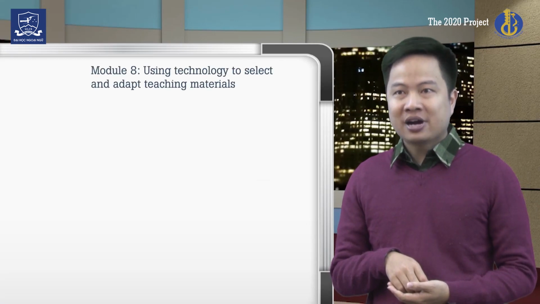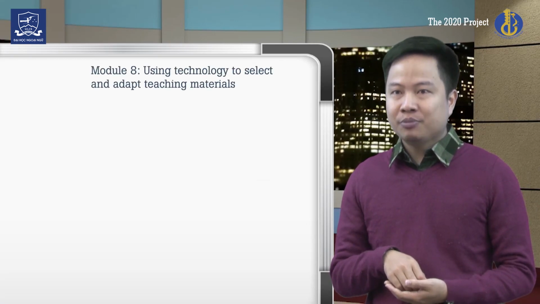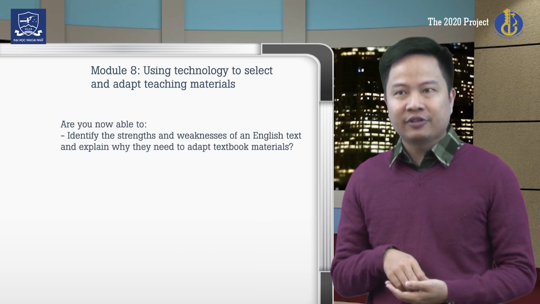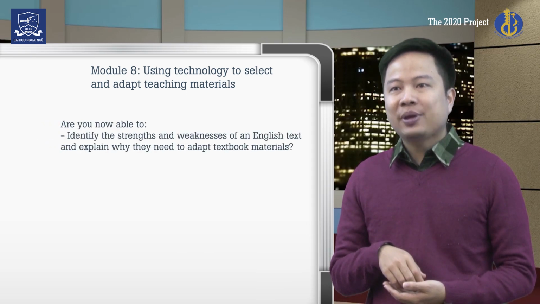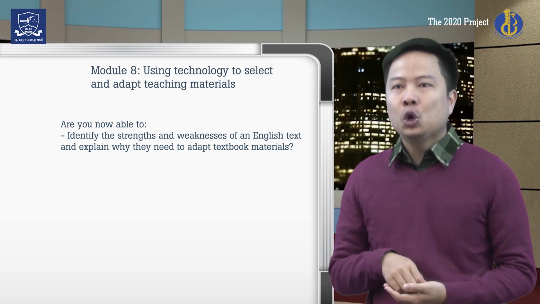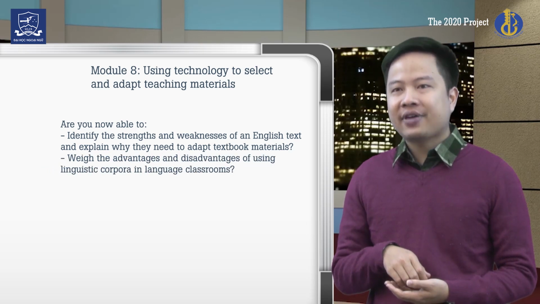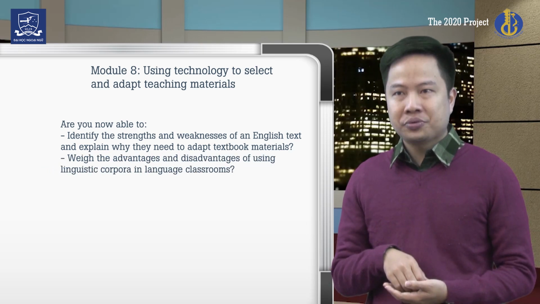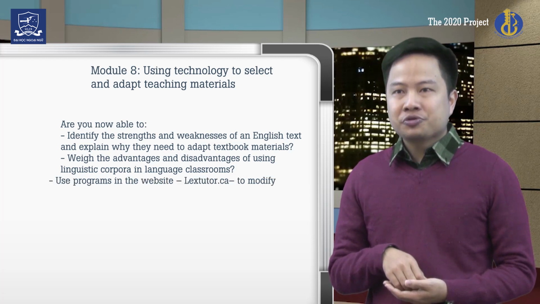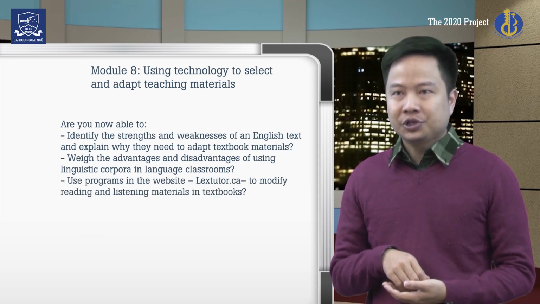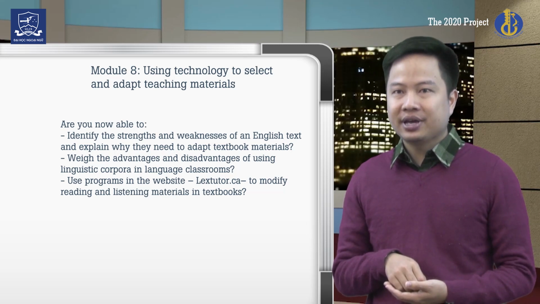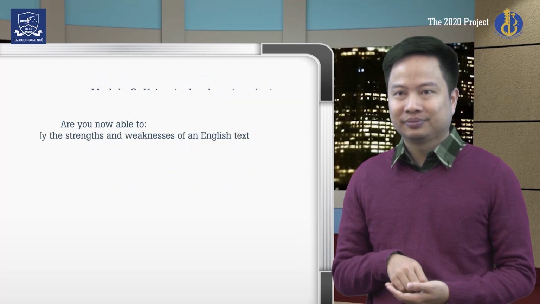What about module number 8? Are you now able to identify the strengths and the weaknesses of an English text and explain why you need to adapt textbook materials? Weigh the advantages and disadvantages of using linguistic corpora in language classrooms. Use programs on the website lextutor.ca to modify reading and listening materials in your textbooks.